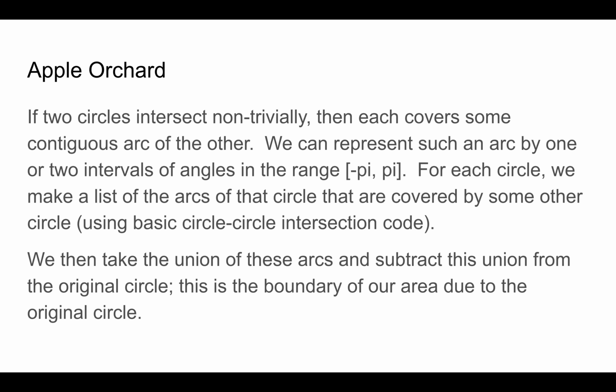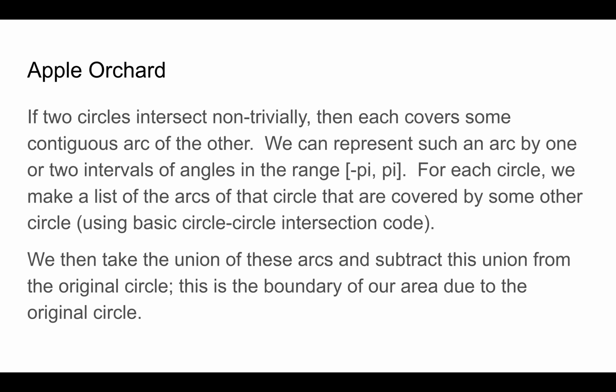So for each circle, we can make a list of the arcs of that circle that are covered by some other circle. The basic circle-circle intersection code, if you don't have it in your book, is fairly easy to do just by taking the distance between the centers of two circles and their radii and making triangles and then using simple analytic geometry.